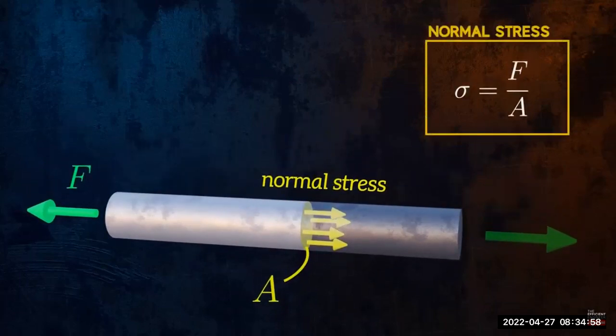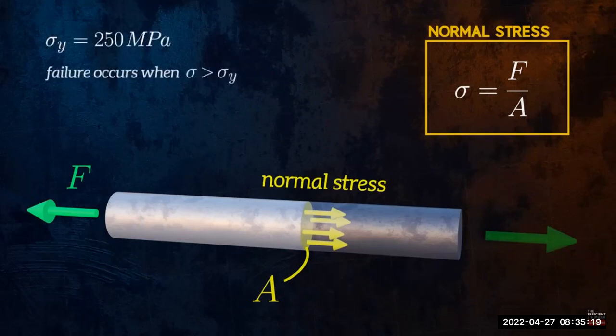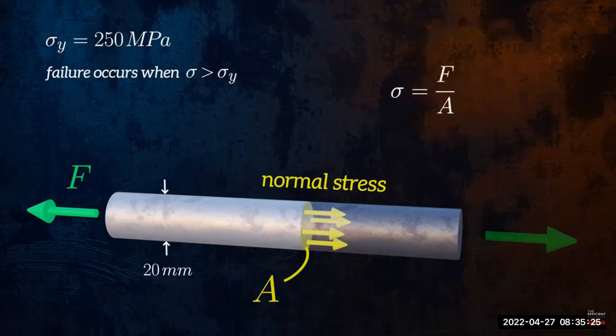It is denoted by the Greek letter sigma. One reason being able to calculate stresses is important is because it allows us to predict when an object will fail. Let's say our bar is made from mild steel, which has a strength of 250 megapascals. The bar will fail when the stress within it exceeds the strength of the material. If our bar has a diameter of 20 millimeters, for example, we can calculate that it will fail if the applied force is larger than 79 kilonewtons.